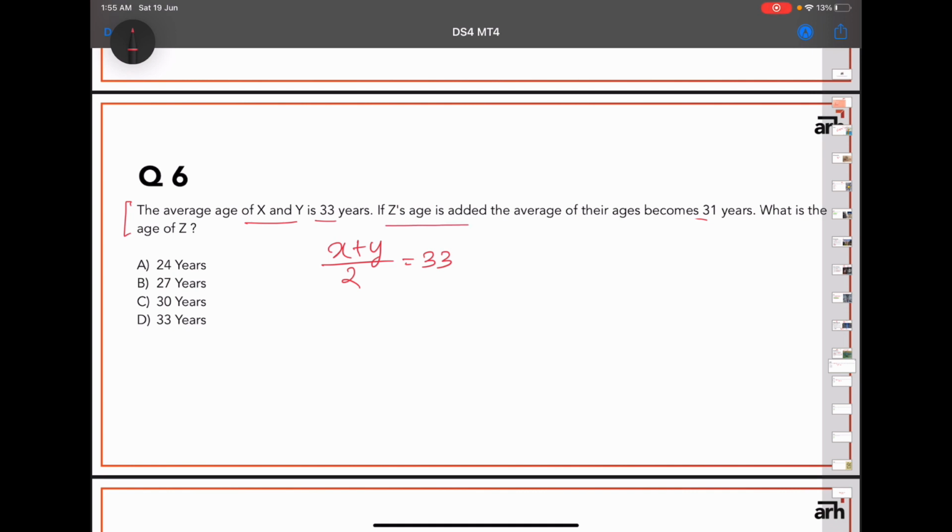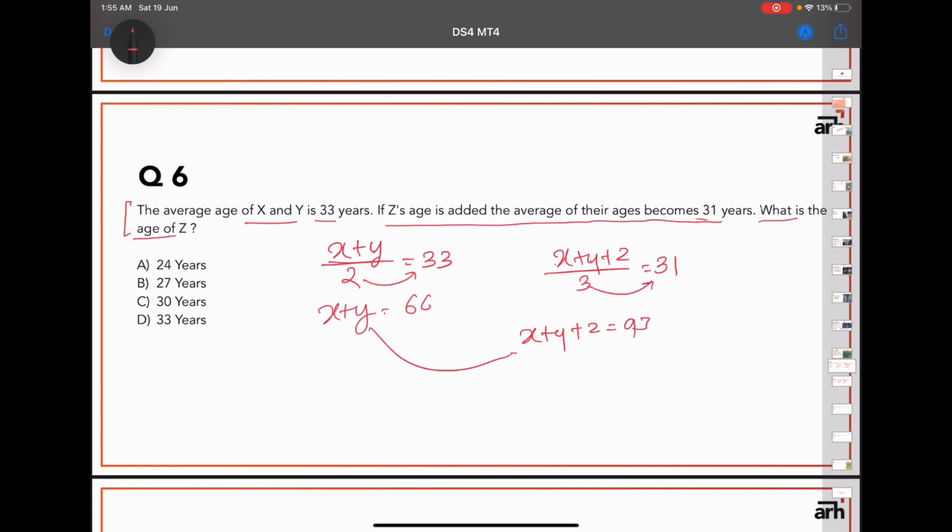If Z's age is added, the average of their ages becomes 31, what is the age of Z? So let's say you have the average of X and Y ages. So the total ages of X and Y would be 66. And when X plus Y plus Z, when their ages are added, the average comes out to be 31. So X plus Y plus Z upon 3 is 31. So if you explore that, you have X plus Y plus Z is equal to 93. This goes there, and you put this value here.